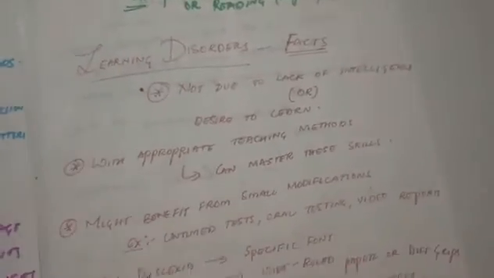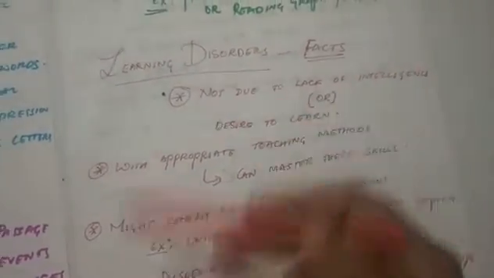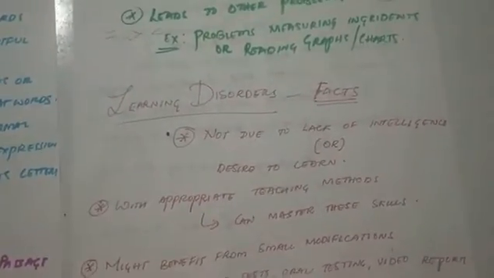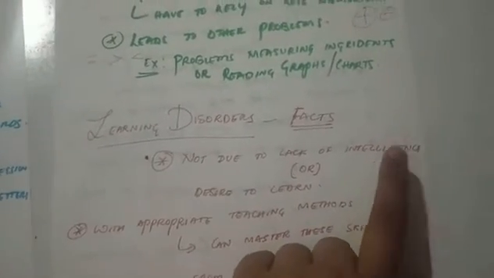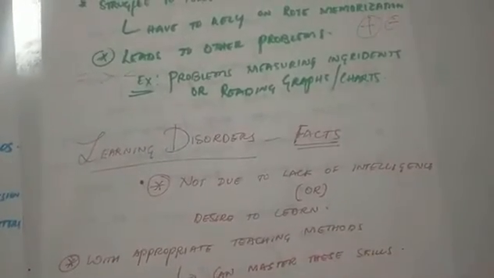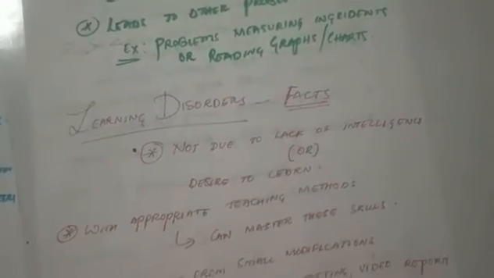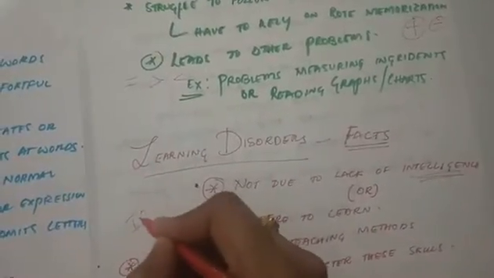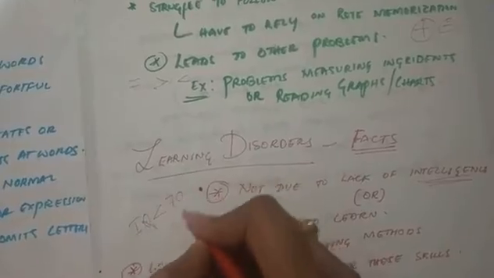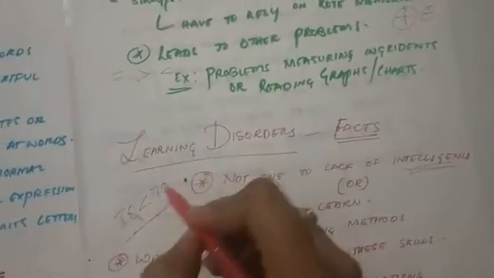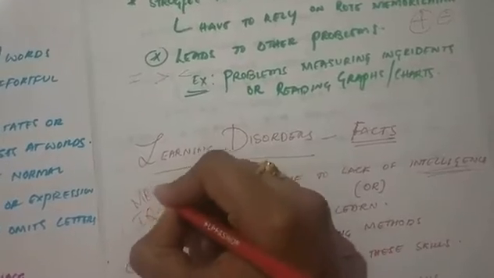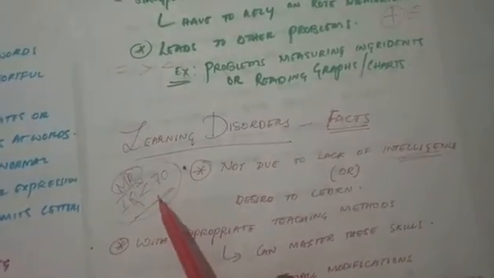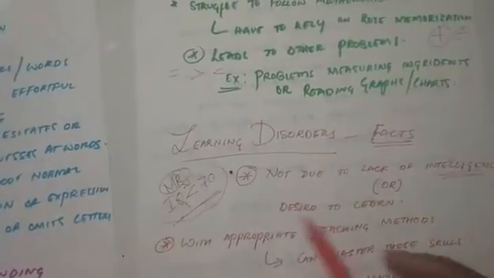And then come the facts about learning disorders. You must know what the facts are. Learning disorder is not due to lack of intelligence. This is one of the most important things to note, because with reference to mental retardation we defined IQ less than 70 as the criterion for MR. Here the case of IQ less than 70 is omitted. You don't have this feature at all.